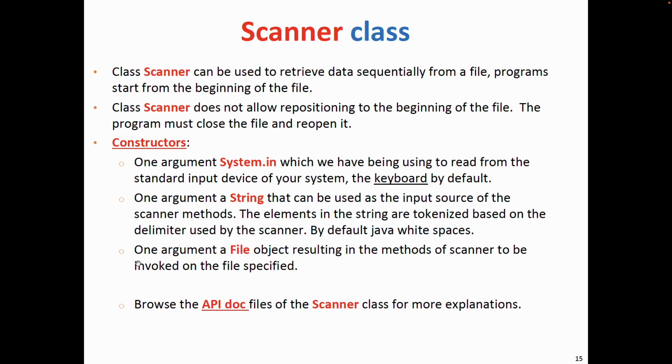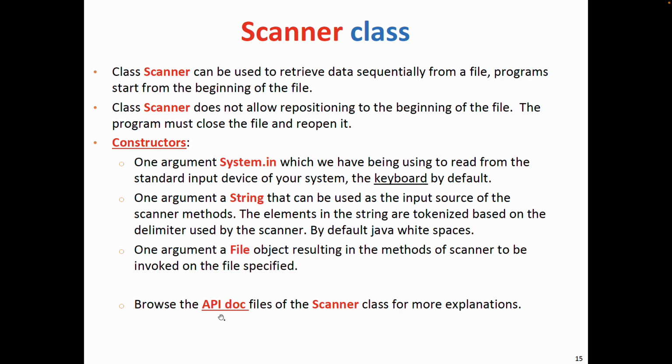And for the Scanner part, now you already know it. We had used it to get data from the user from the keyboard. But it has multiple constructors. If you use System.in, it is to read data from the keyboard. But you can also give the constructor a string, and then you can process that string. And if you give a file object in the constructor, then it is used to read from the file. So you can read from the keyboard, you can process strings that you directly give, or you can process the strings from files.